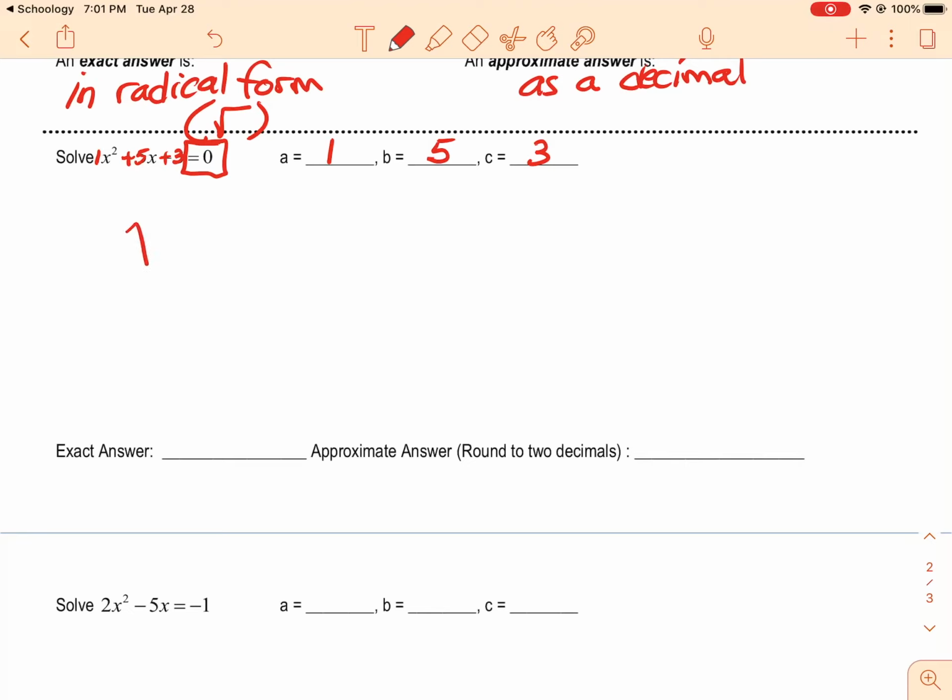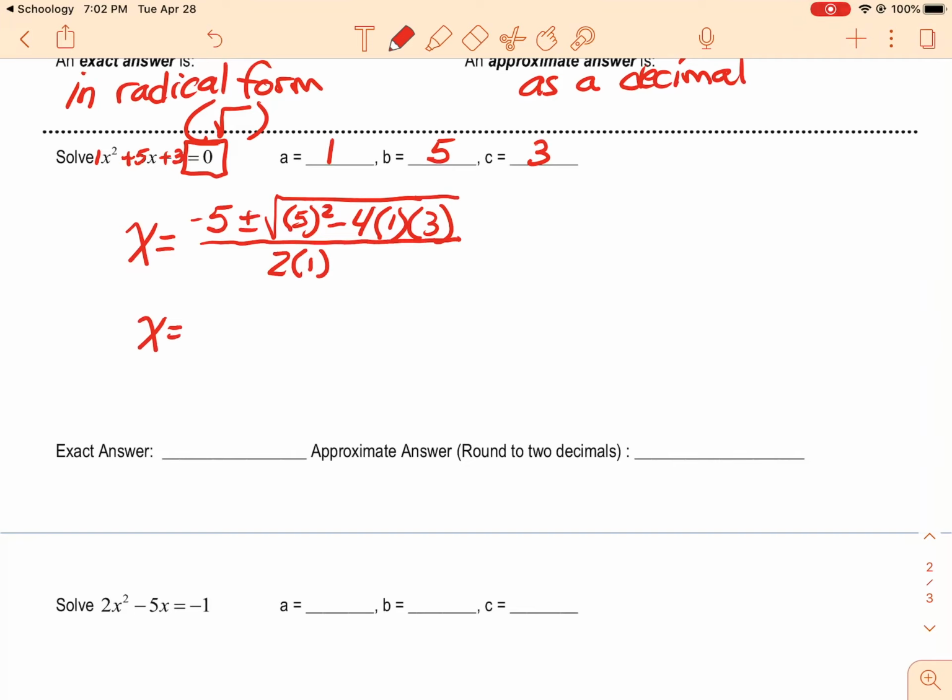If we actually go and solve this, so x equals opposite of b, so if b is 5, the opposite of b is negative 5, plus or minus the square root of b squared, 5 squared. And remember, put that 5 in parentheses, because if it was a negative, you'd end up getting a positive when you square it. Minus 4, a is 1, c. So that's saying 4 times 1 times 3, and it's all over 2a. So 2 times our a, which is 1.